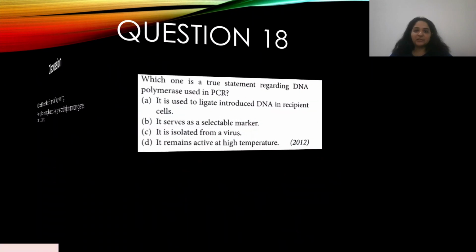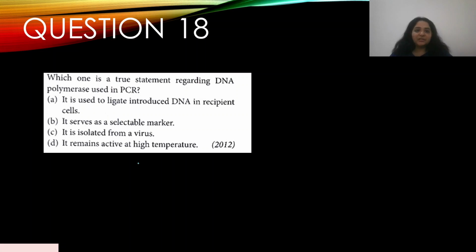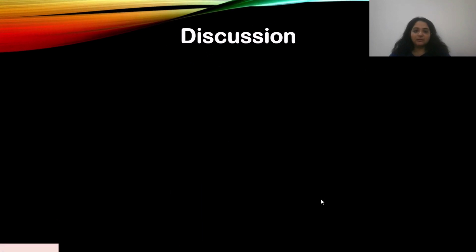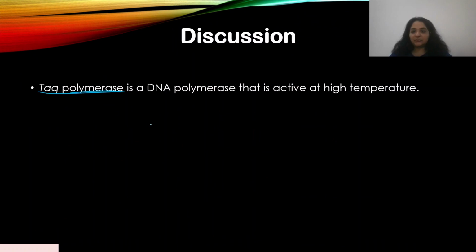Okay, let's move on. Question number 18. Which one is a true statement regarding DNA polymerase used in PCR? This appeared in 2012. A, it is used to ligate introduced DNA in recipient cells. B, it serves as a selectable marker. C, it is isolated from a virus. D, it remains active at high temperature. The DNA polymerase used in PCR remains active at high temperature. That's the quality of Taq polymerase. Answer is D. It's a DNA polymerase that is active at high temperature. All right, let's move on.